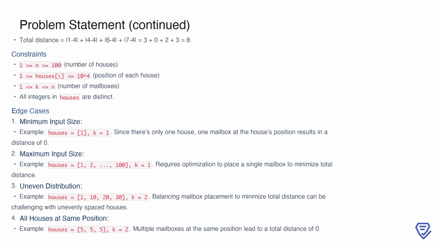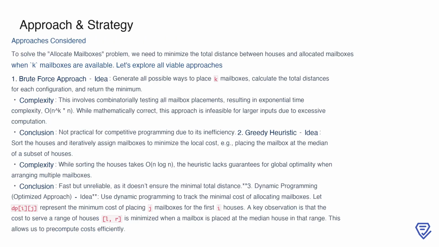The constraints and edge cases further reinforce the need for efficient placement strategies, especially when the number of houses or their distribution varies significantly. To solve the Allocate Mailboxes problem, the goal is to minimize the total distance between houses and mailboxes when k mailboxes are available. Several approaches can be considered.